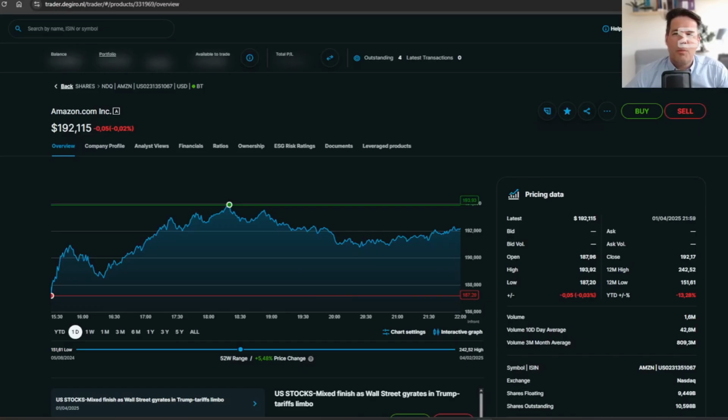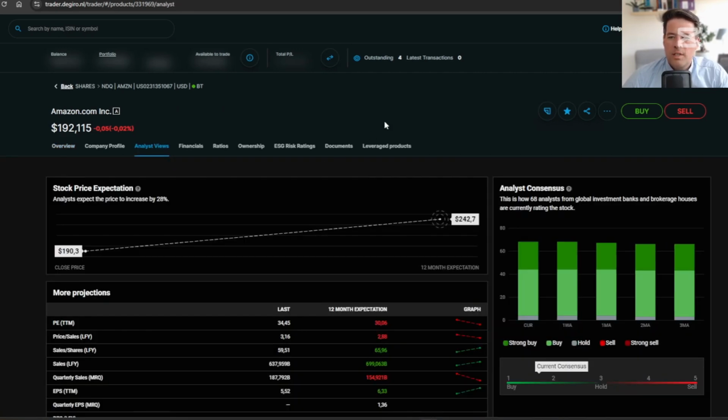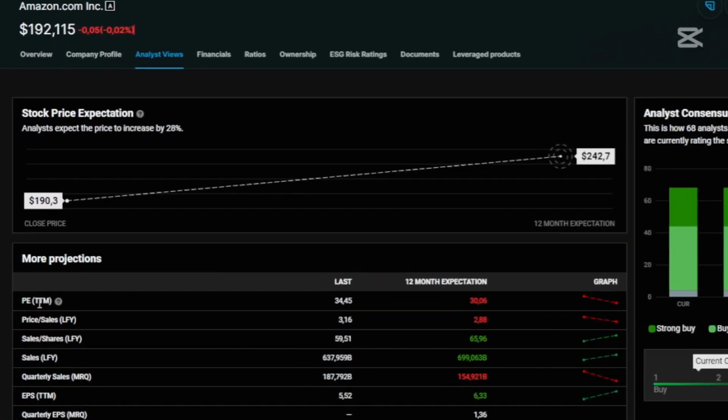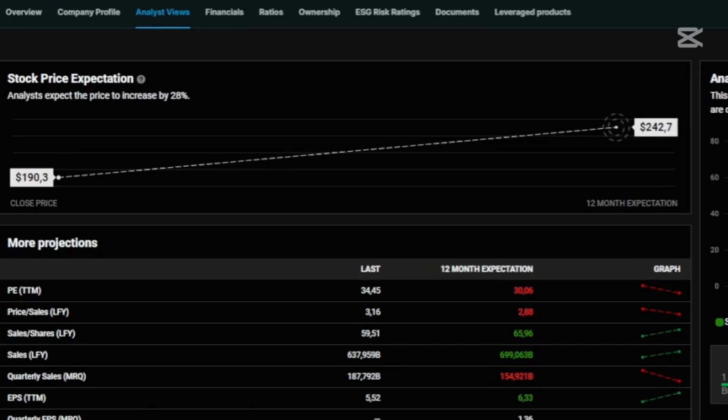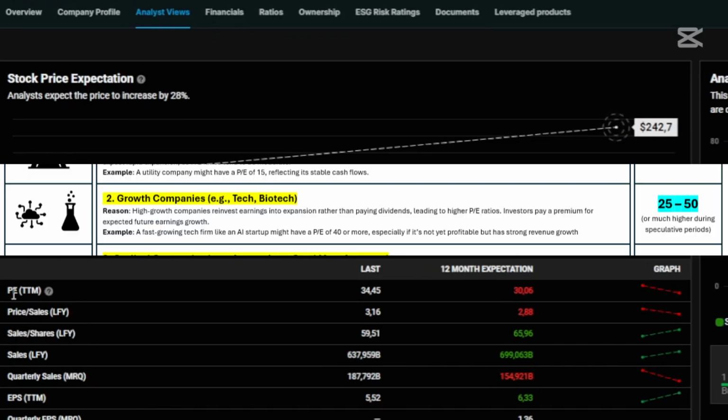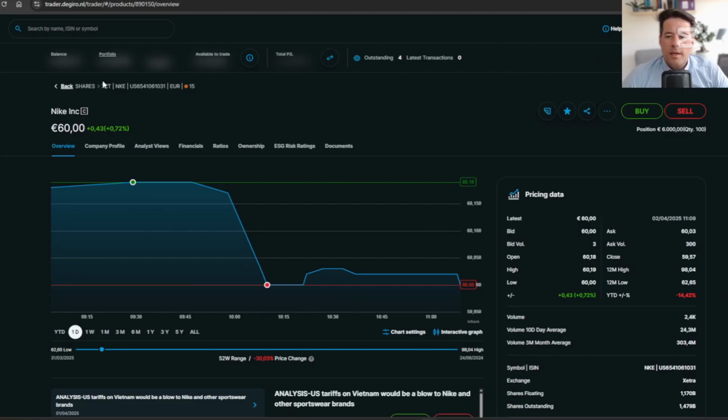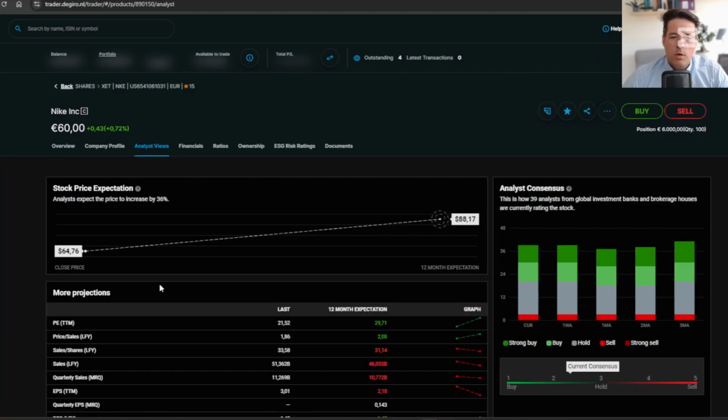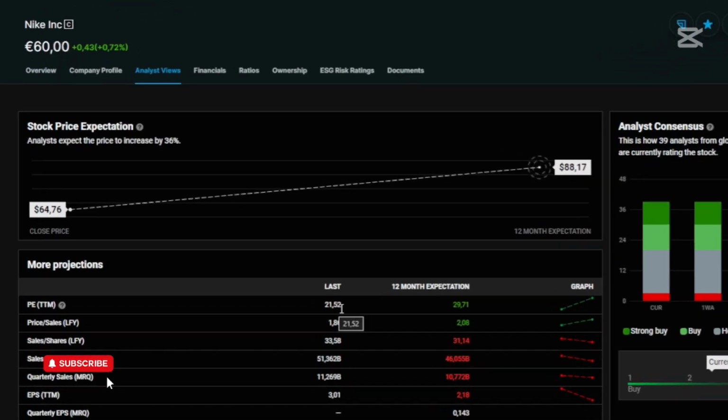Next, I would like to give you some examples of the PE ratios and where you can find them, for instance, in DEGIRO. What you can see here is I have my DEGIRO open and I have Amazon here. And if I go to Analyst Views, you can see directly that one of the first PE ratios or parameters that they show is the PE TTM, trailing 12 months. So here you can see Amazon has a PE ratio of 34. Nike has a PE ratio of 21.52.